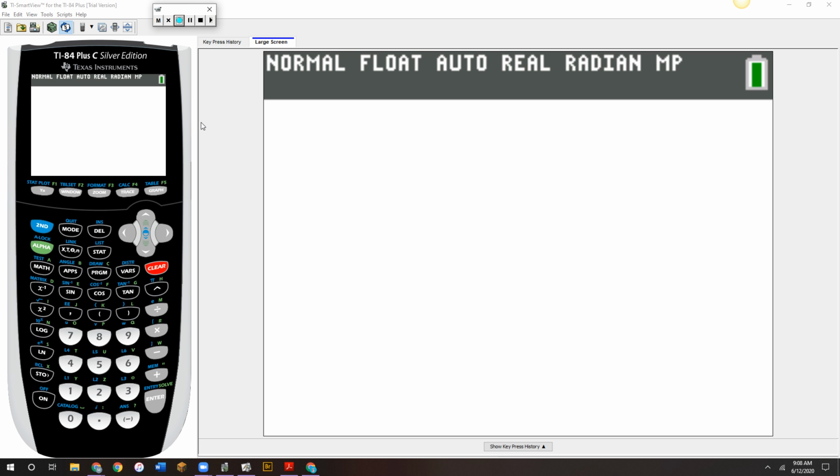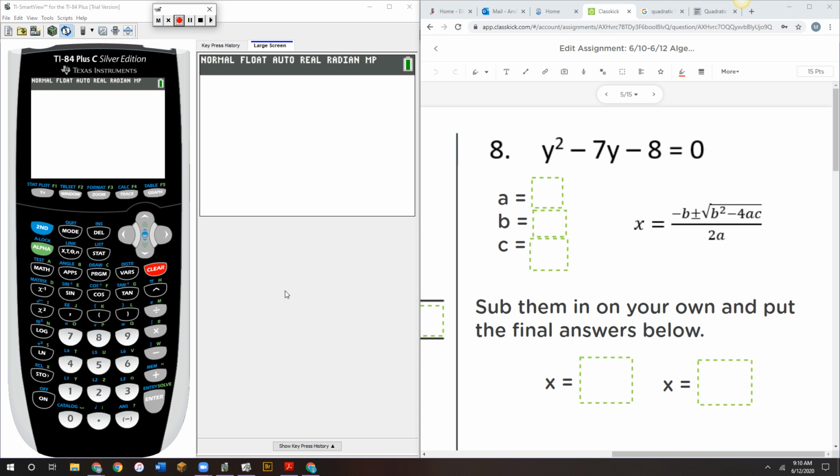Hi guys, I'm going to show you how to do the quadratic formula on your TI-84 calculator. Okay, so you're going to start off by programming the calculator to look like the quadratic formula.